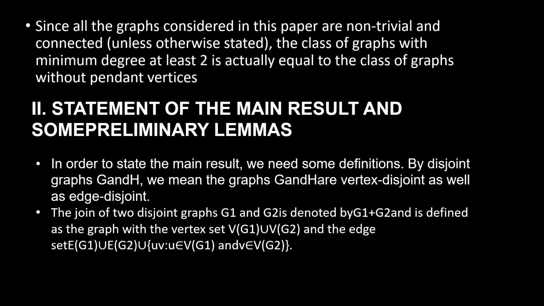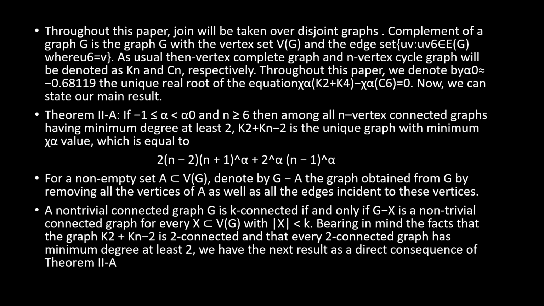The join of two disjoint graphs G1 and G2 is denoted by G1 + G2 and defined as the graph with the vertex set V(G1) ∪ V(G2) and the edge set E(G1) ∪ E(G2) ∪ {uv : u belongs to V(G1) and v belongs to V(G2)}.